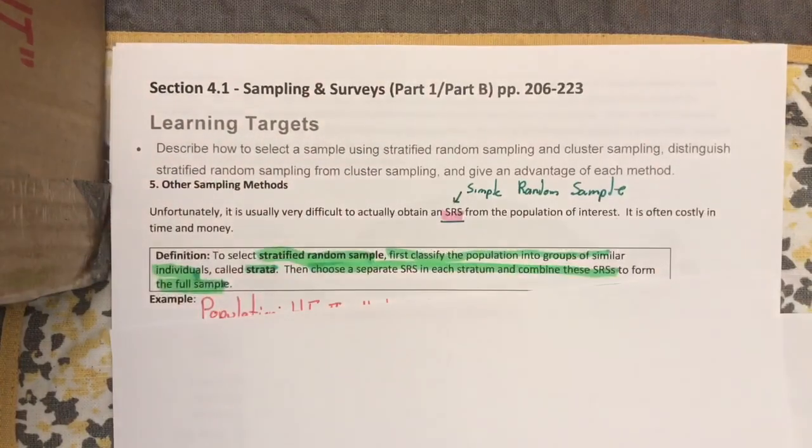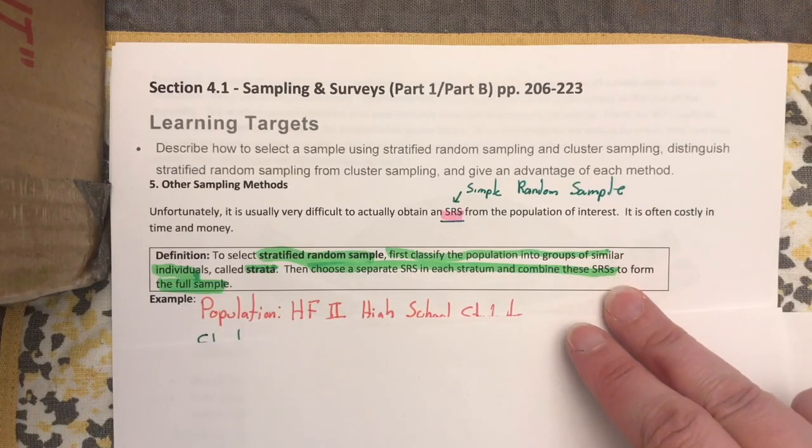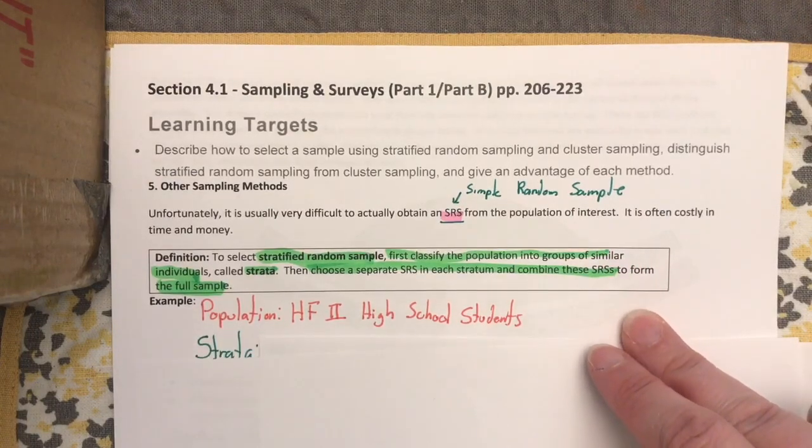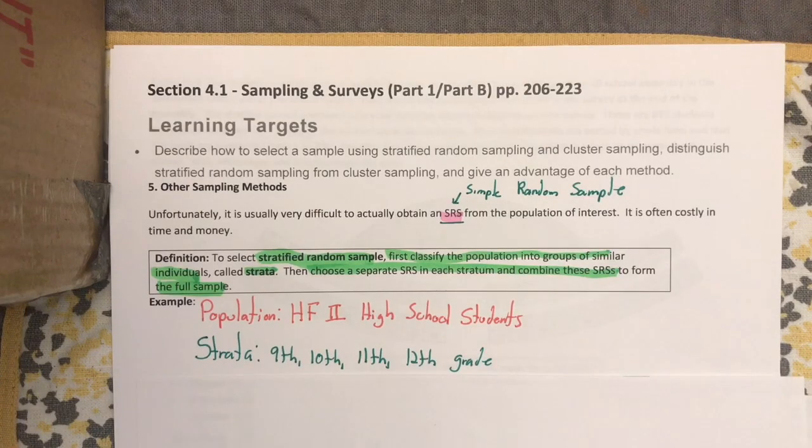Okay, so let's take a look at if we were talking about the population of HF2 high school. How could we break the population up into groups of similar individuals, or strata? One way we could break the population of HF2 high school students up into similar groups of individuals is to break them up by grade. So our strata could be 9th, 10th, 11th, and 12th grade. Now notice I already have the notes written, so if you need to pause the video to copy these down, please do so and then continue on.